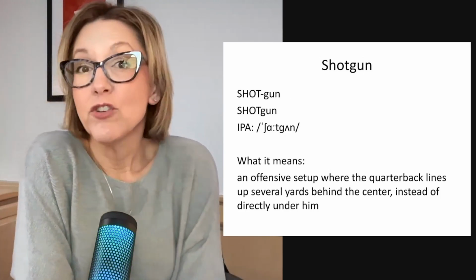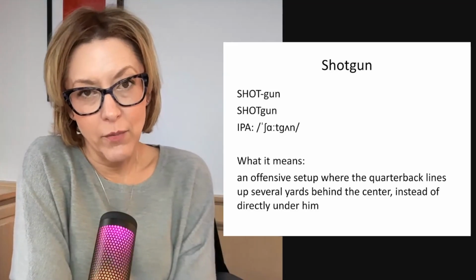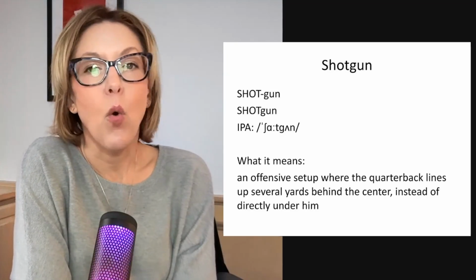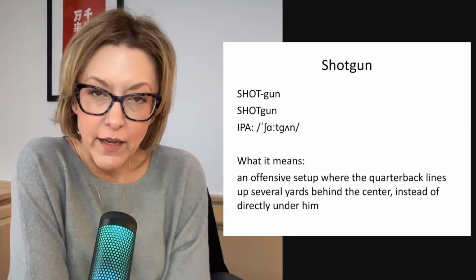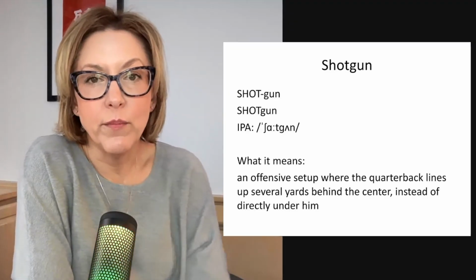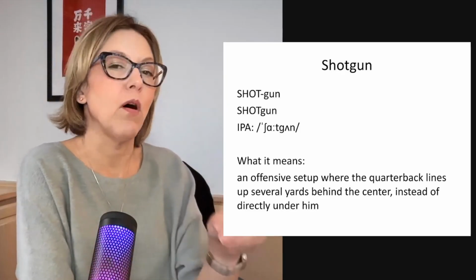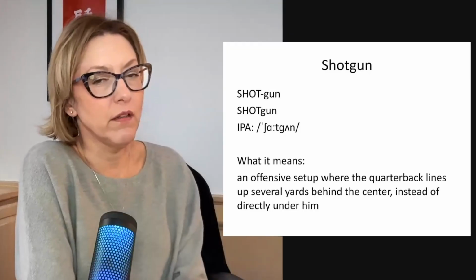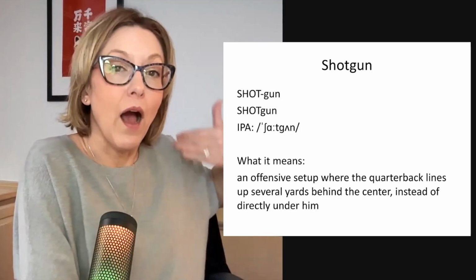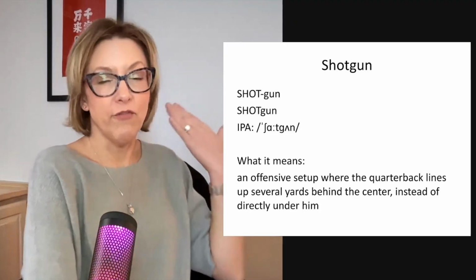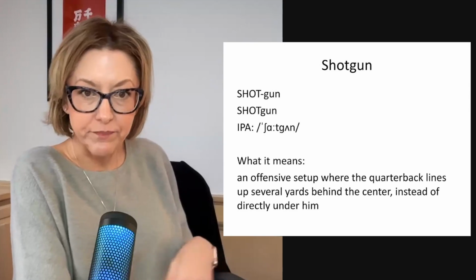Moving on to shotgun, which is another word combination. We are going to stress word 1 here, shot. And shotgun basically means when the quarterback is further back from the center. He's the guy that has the ball before the play starts in the middle of the field. The quarterback will back up from the center, way further back, so that he can see more of the field.